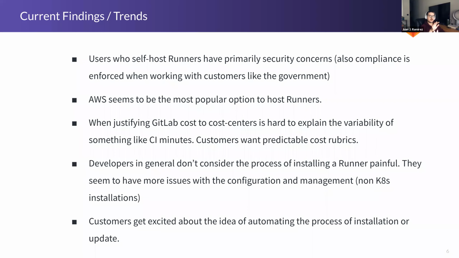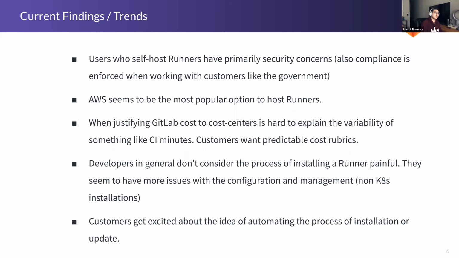So here are some of the current findings and trends that we have been seeing. The first one is that users who self-host runners do it primarily out of security concerns, right? So they might have a compliance issue. They work with the government. They cannot use something like the shared GitLab runners. They have to have control of the machine where the runner lives, right? So that's a very big reason that we hear almost in every call, right?